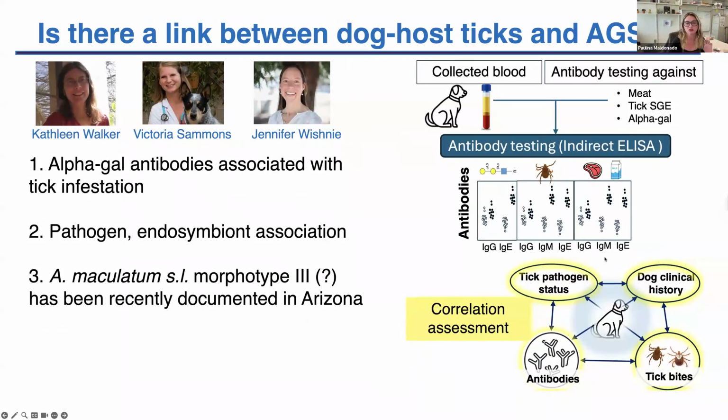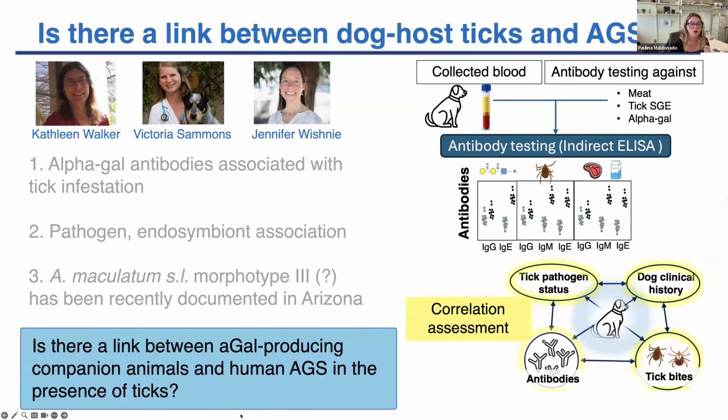So we also want to use this system to test the ticks for pathogens and the dogs for pathogens and see if we can potentially find any correlations of this dog tick infestation with any known adverse food reactions. So what we want to figure out is if there's not only dog health, but also if there might be a link between the alpha-gal production in companion animals, as we know that dogs are alpha-gal producers, and if in the co-occurrence of brown dog ticks, that could pose a higher risk for humans.